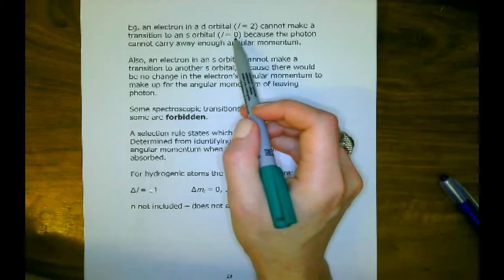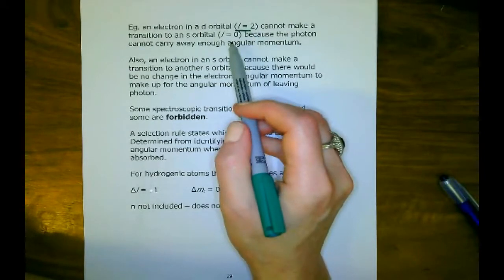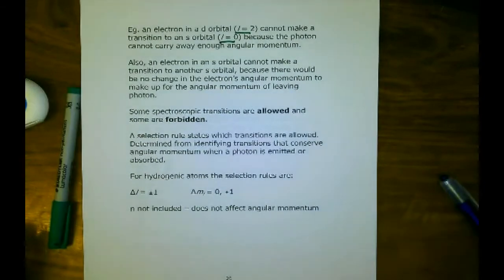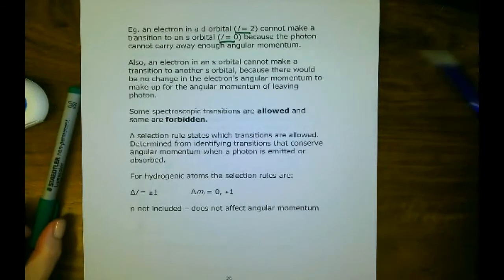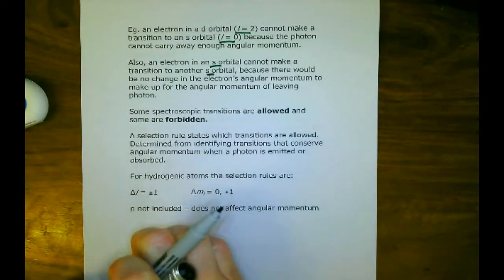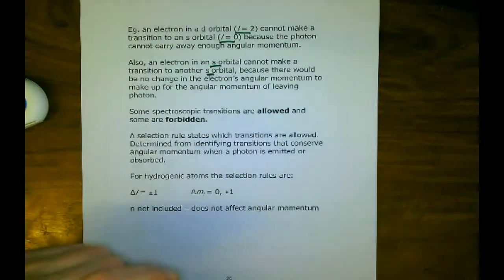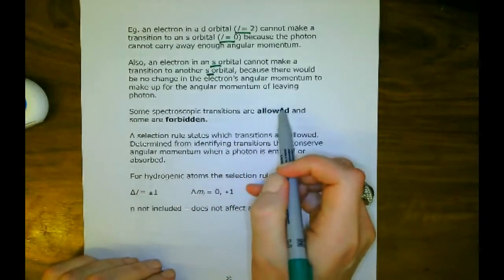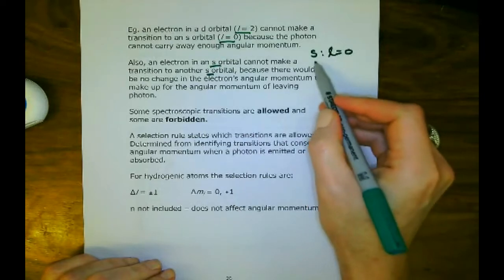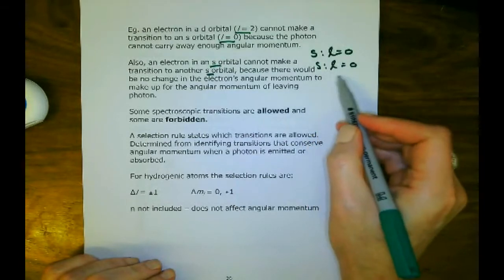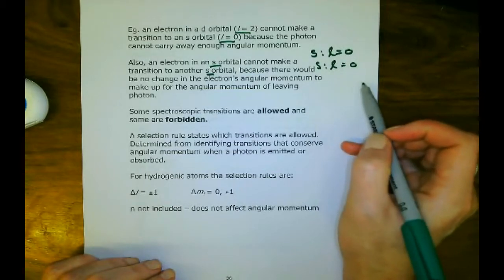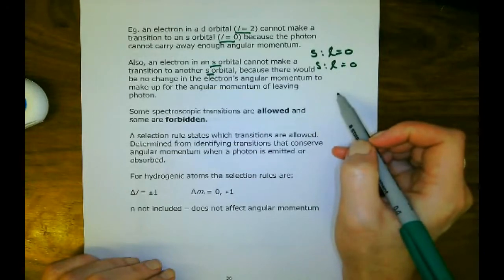So for example, if you have an electron in a d orbital with L equal to 2, it cannot make a transition to an s orbital with L equal to 1. Now in the same way, an electron in an s orbital cannot make a transition to another s orbital because there would be no change in the angular momentum to make up for the angular momentum of the photon leaving, because in an s orbital L is equal to 0 and in another s orbital L is equal to 0, but the change in angular momentum must be 1 for a photon to leave with angular momentum, so that also doesn't make sense.